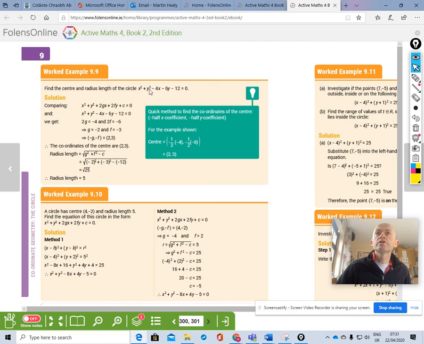What you do is you take the coefficient of the x here, which is -4. I divide that by 2 and change the sign to get the x value for the center, which is 2, and similarly for the y value, which I will get 3. So the center is 2, 3. Then I use those two values to work out the radius. So I've got the radius length, which is the square root of g squared plus f squared minus c. So that means I'm going to be squaring -2 squared plus -3 squared, and then minus c would be -12. So square root of 25 is equal to 5.